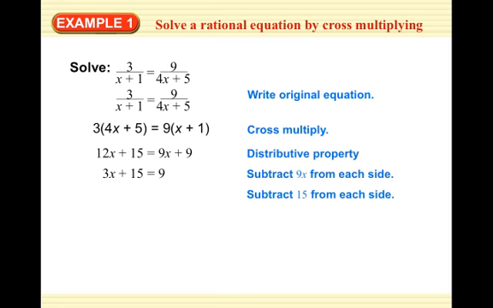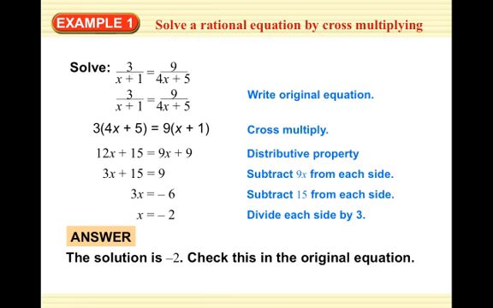And we're going to subtract 15 from both sides. That gives us 3x equals negative 6. We divide by 3, and we get x equals negative 2. Now, at this point, you want to plug it back into the original equation and make sure that answer works. It does, and we're good to go, and so the solution is negative 2.